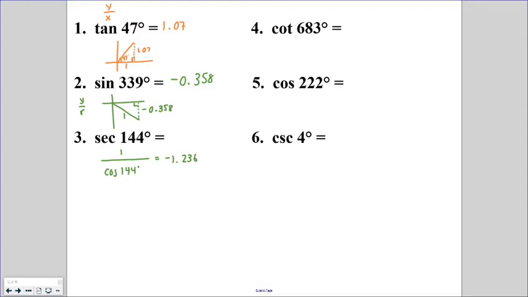So again, what kind of diagram would give me this value, would represent a secant of 144 degrees equaling negative 1.236? Well, let's start by drawing 144 degrees. 144 degrees is somewhere over here in the 2nd quadrant.